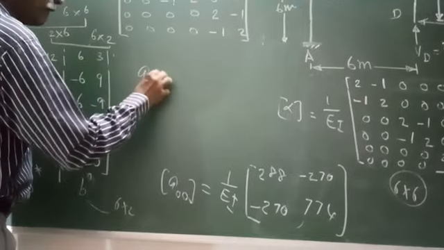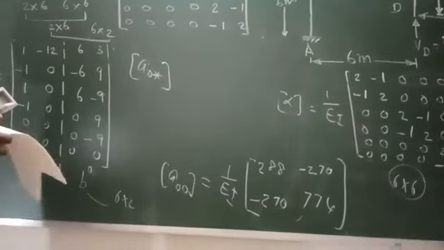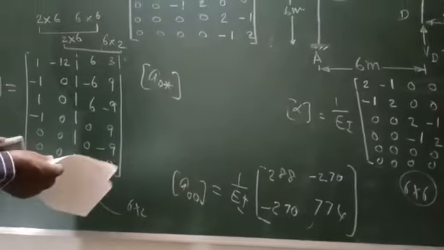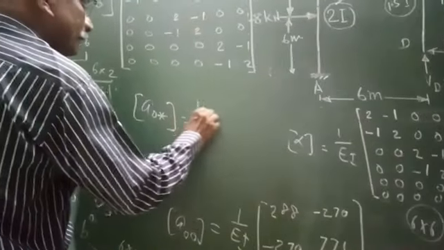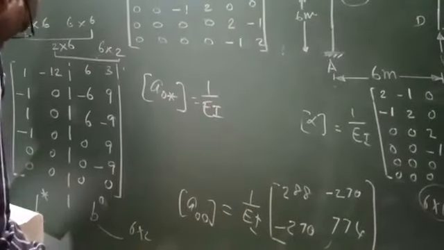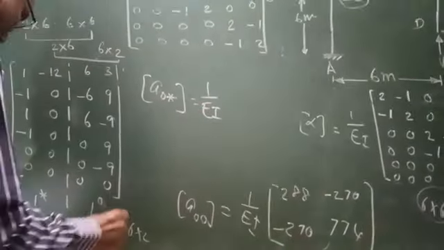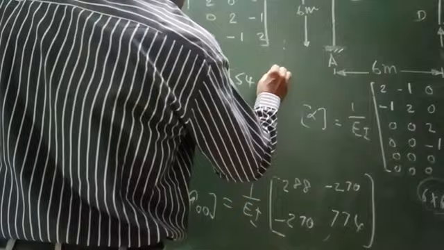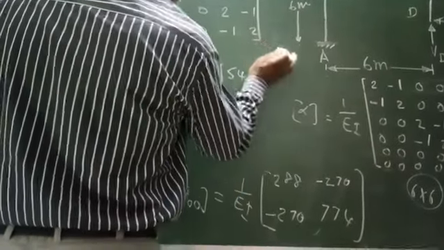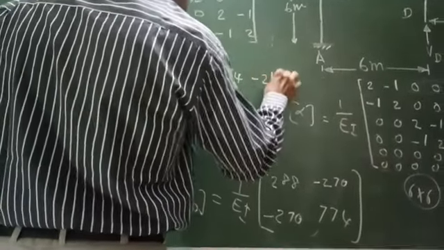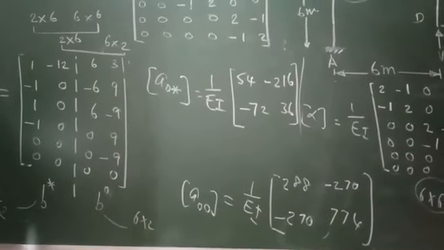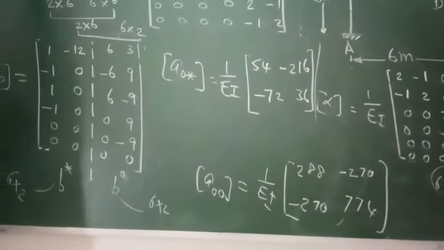Now, A naught star after multiplying, you will be getting 1 by EI times 54, minus 216, minus 72, and 36. This is the product A naught star. Right, so we have got 2 important values.